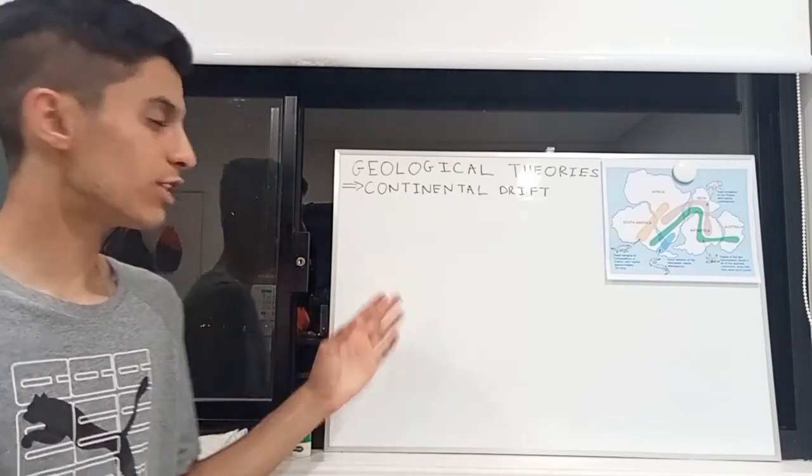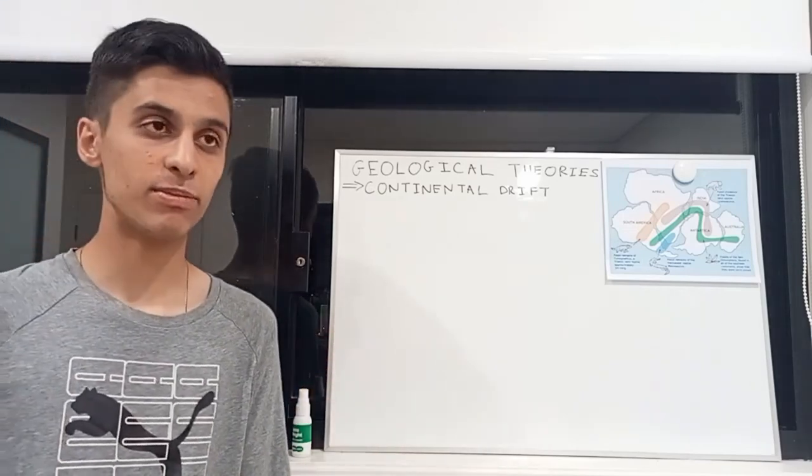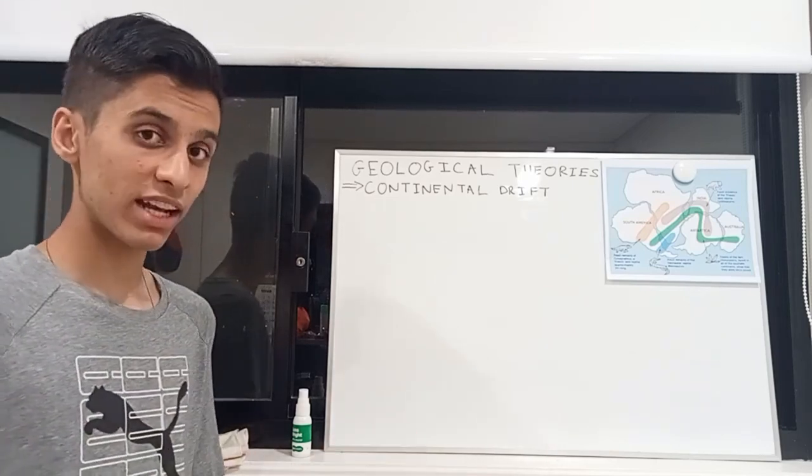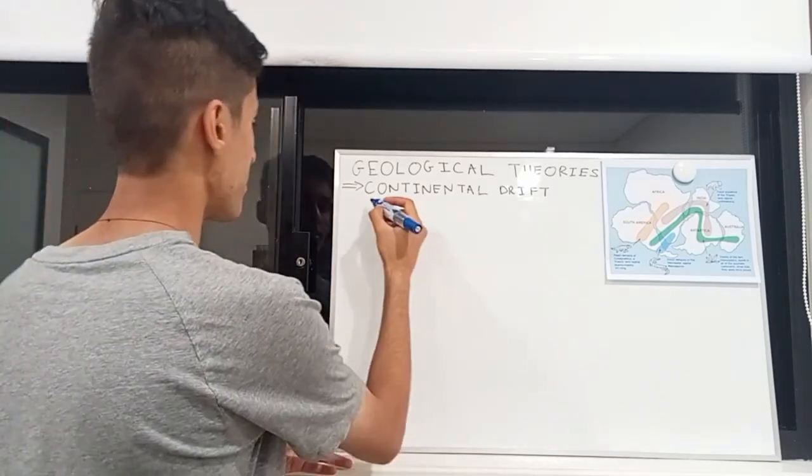Firstly, let's look at continental drift as it was the first to ever be discovered. Now, continental drift was a theory proposed by a man called Alfred Wegener.